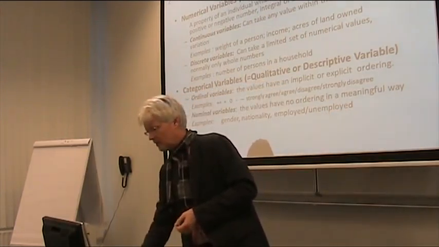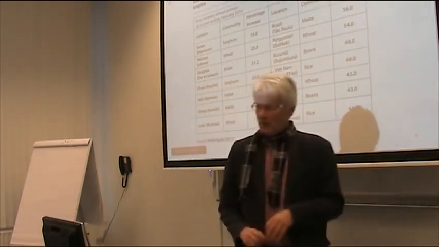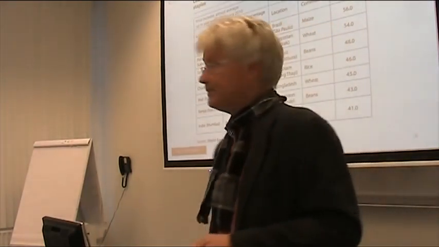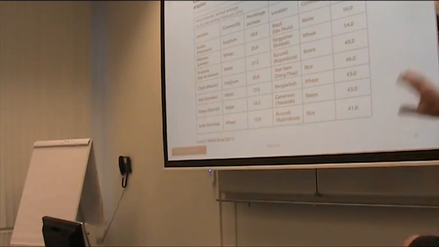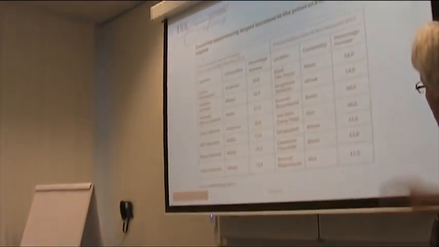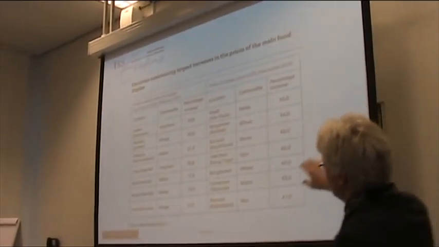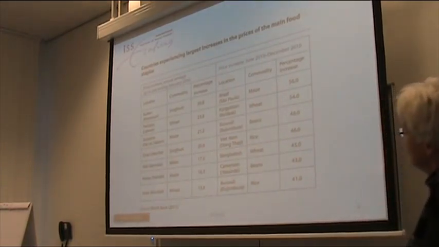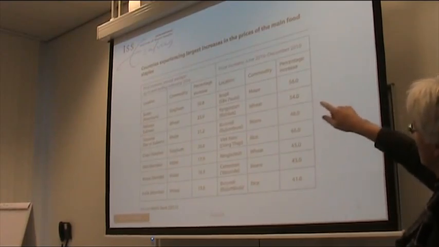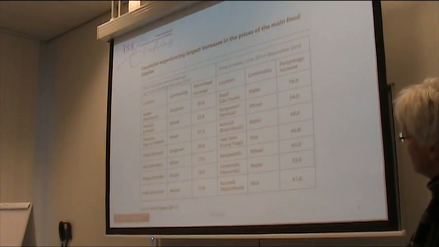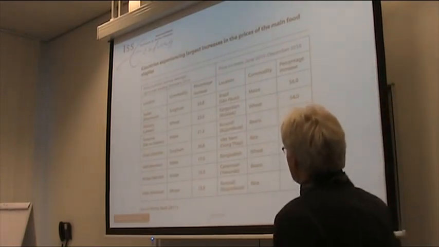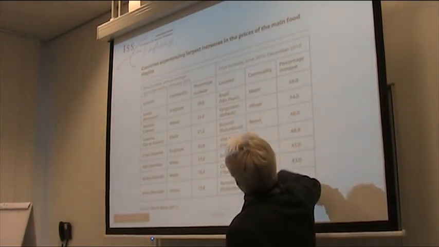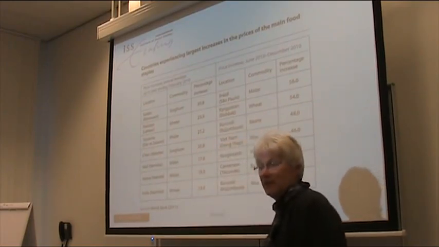So these are the variables, and we can take a look how they look in real life. Very often you will get a table. And this is a table about the years just before the financial crisis, the start of the financial crisis. This is February 2010, June 2010 to December 2010. And this is about, if you take a look at the title of the table, it's about countries that experienced the largest increases in the prices of the main food staples. And you can see the main food staples over here. Maize, wheat, beans, rice. You see that there are many locations.